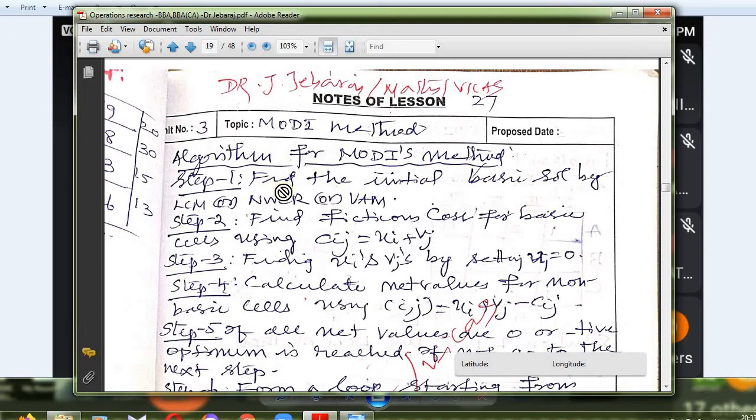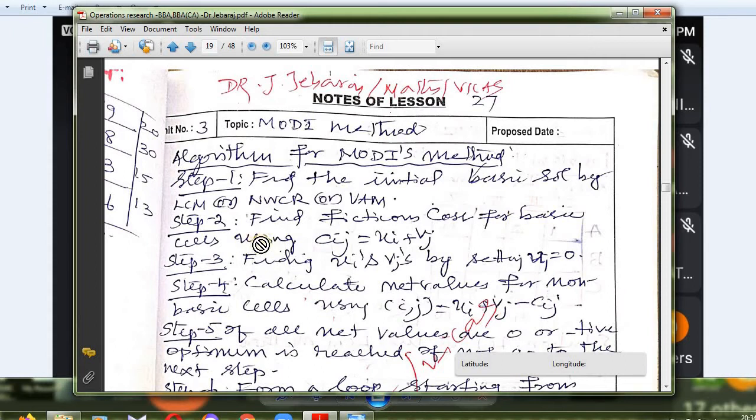So we have to find the initial basic solution by any one of the methods, northwest corner rule or VAM or LCM method. The second step is that we have to find the fictitious costs for basic cells.